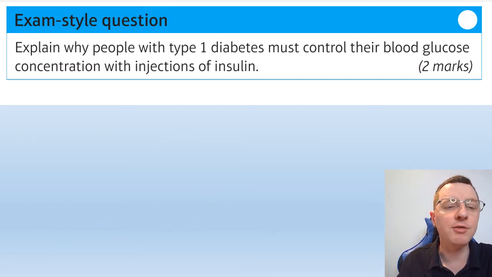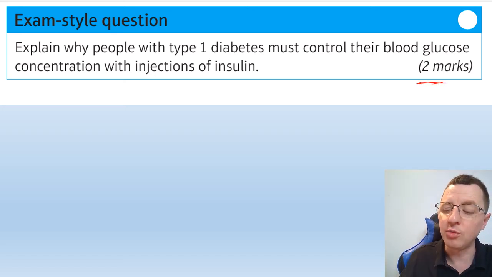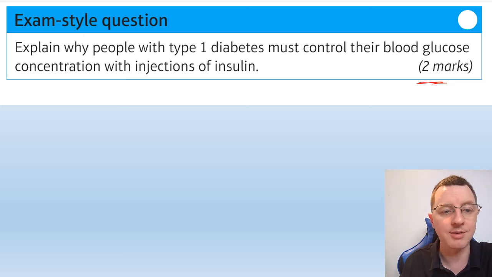So let's try a few exam style questions then with this topic. Explain why people with type 1 diabetes must control their blood glucose concentrations with injections of insulin. And this is a 2-mark question, so we're looking for 2 separate points.